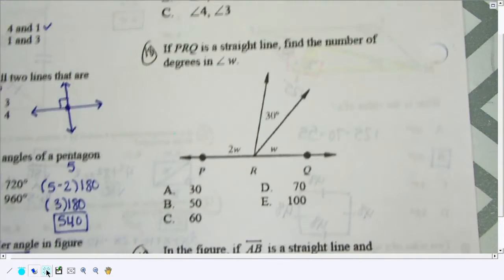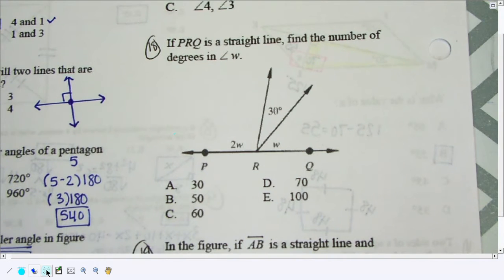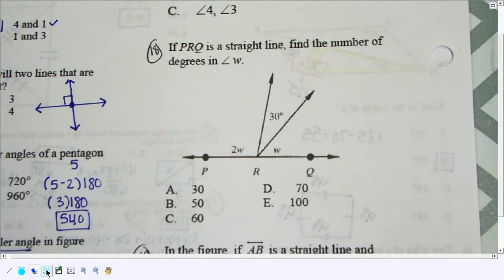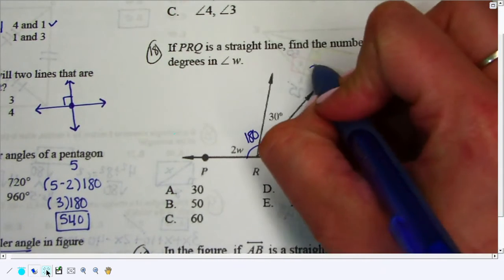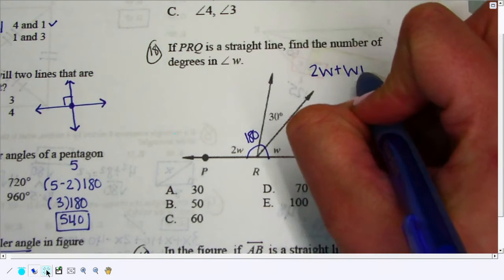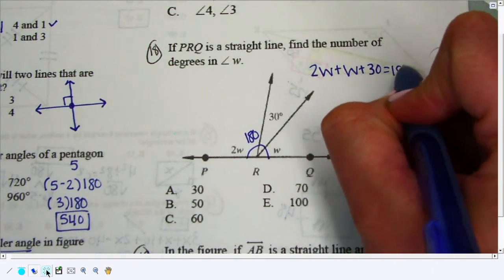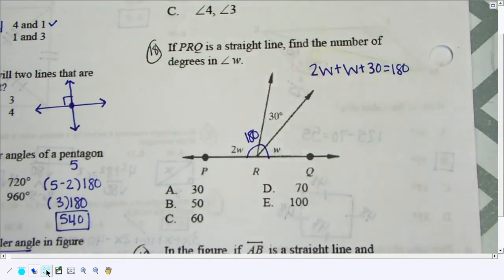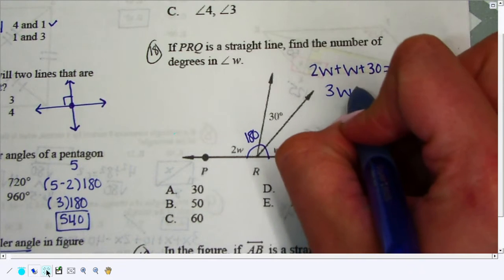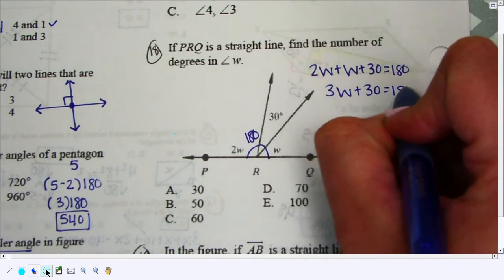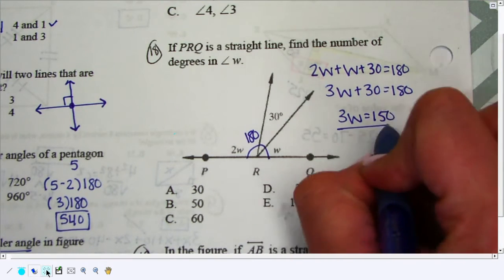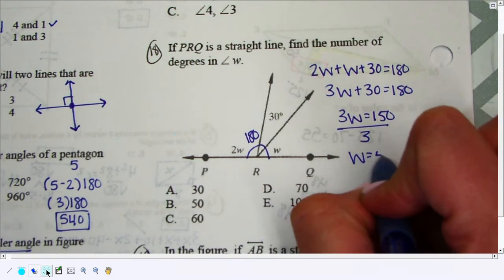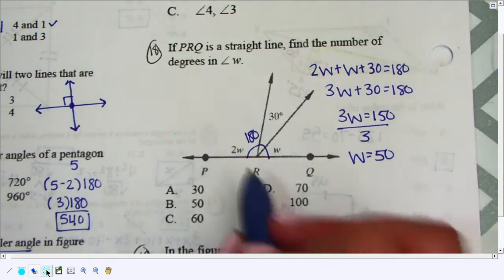Number 18, PRQ forms a straight line. That lets you know that you have a linear pair. Find the measure of W. So these three angles will add up to 180. So 2W plus W plus 30 has to equal 180. So 3W plus 30. Subtracting 30, I get 3W equals 150. Dividing by 3, W is 50. So that is the answer, 50.